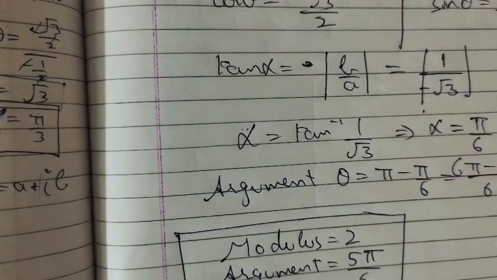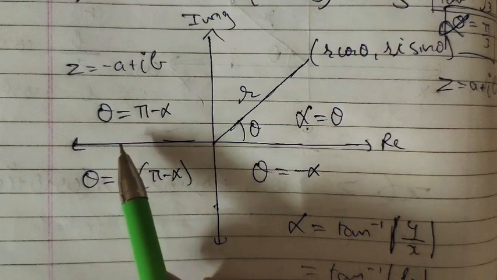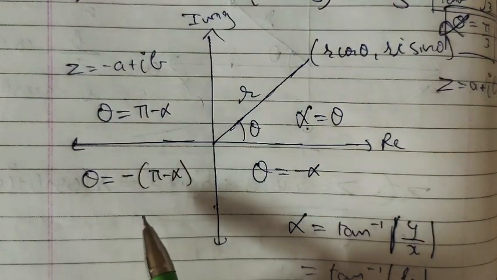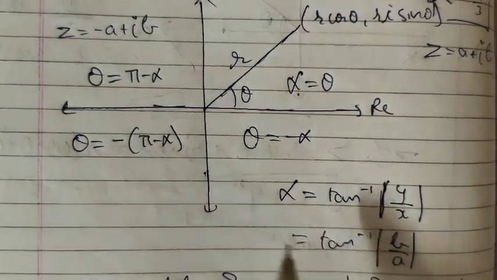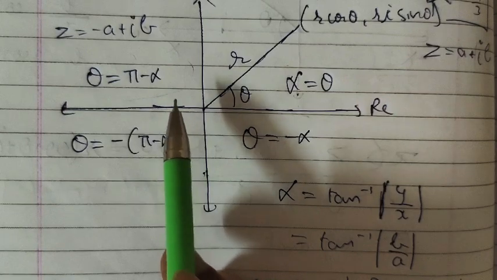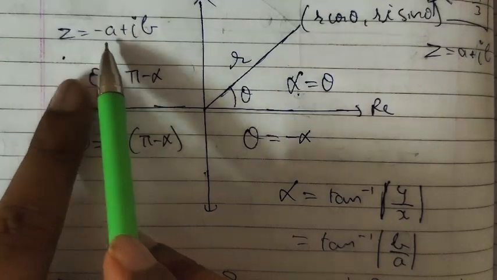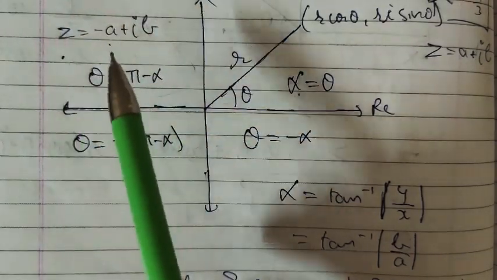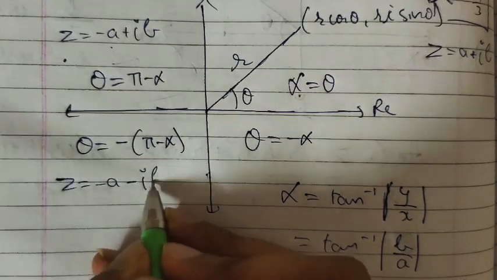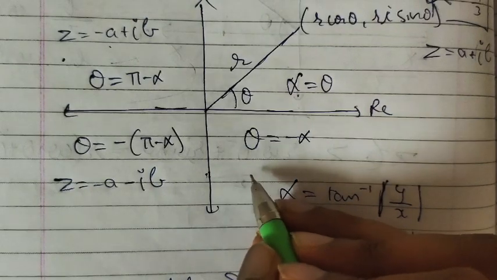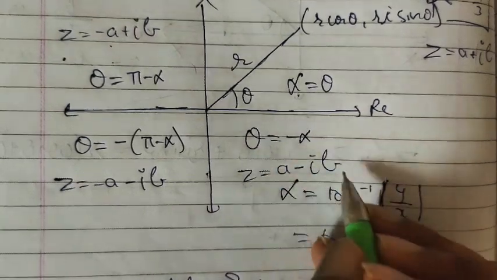In the first quadrant both alpha and theta are equal. In the second quadrant theta is equal to pi minus alpha. In the third quadrant theta is equal to minus pi plus alpha. In the fourth quadrant theta is equal to minus alpha. So just remember this table. If the complex number is of the form minus a plus iota b, then it will lie in the second quadrant. If it is of the type z is equal to minus a minus iota b, then it will be in the third quadrant. If it is z is equal to a minus iota b, then it will be in the fourth quadrant.